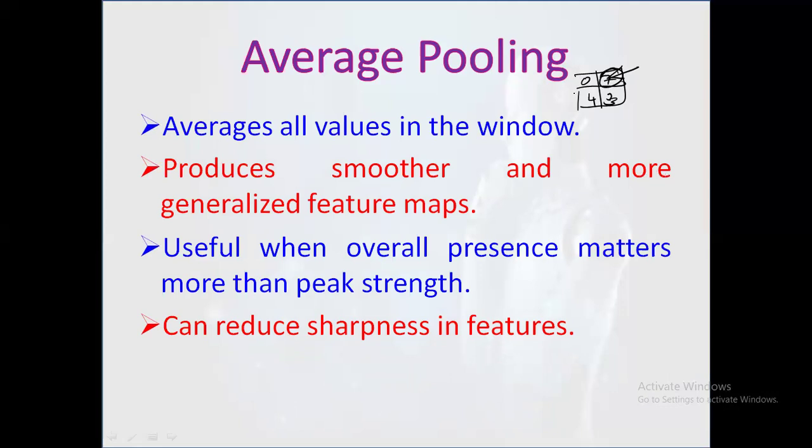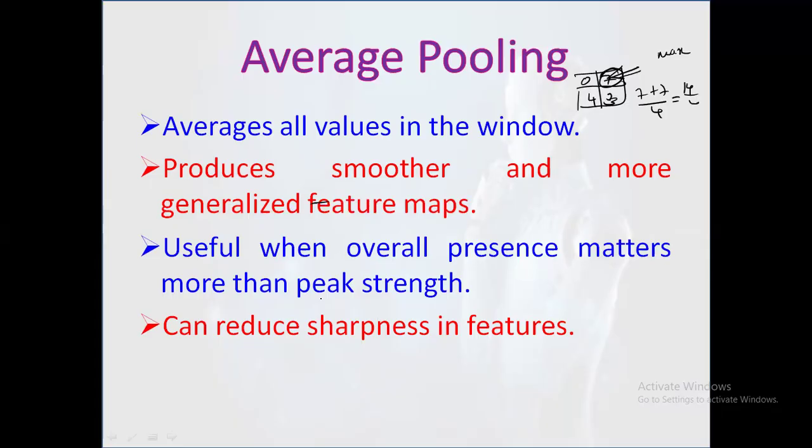Average pooling considers the overall presence of the feature across the region. So 7 only max pooling will take, but in average pooling 4 plus 3, 7 plus 7, 14 divided by 4. So in this way we will be finding the overall presence of the feature across the region. This creates smoother, more generalized feature maps. It is especially useful when texture or distributed features need to be captured.